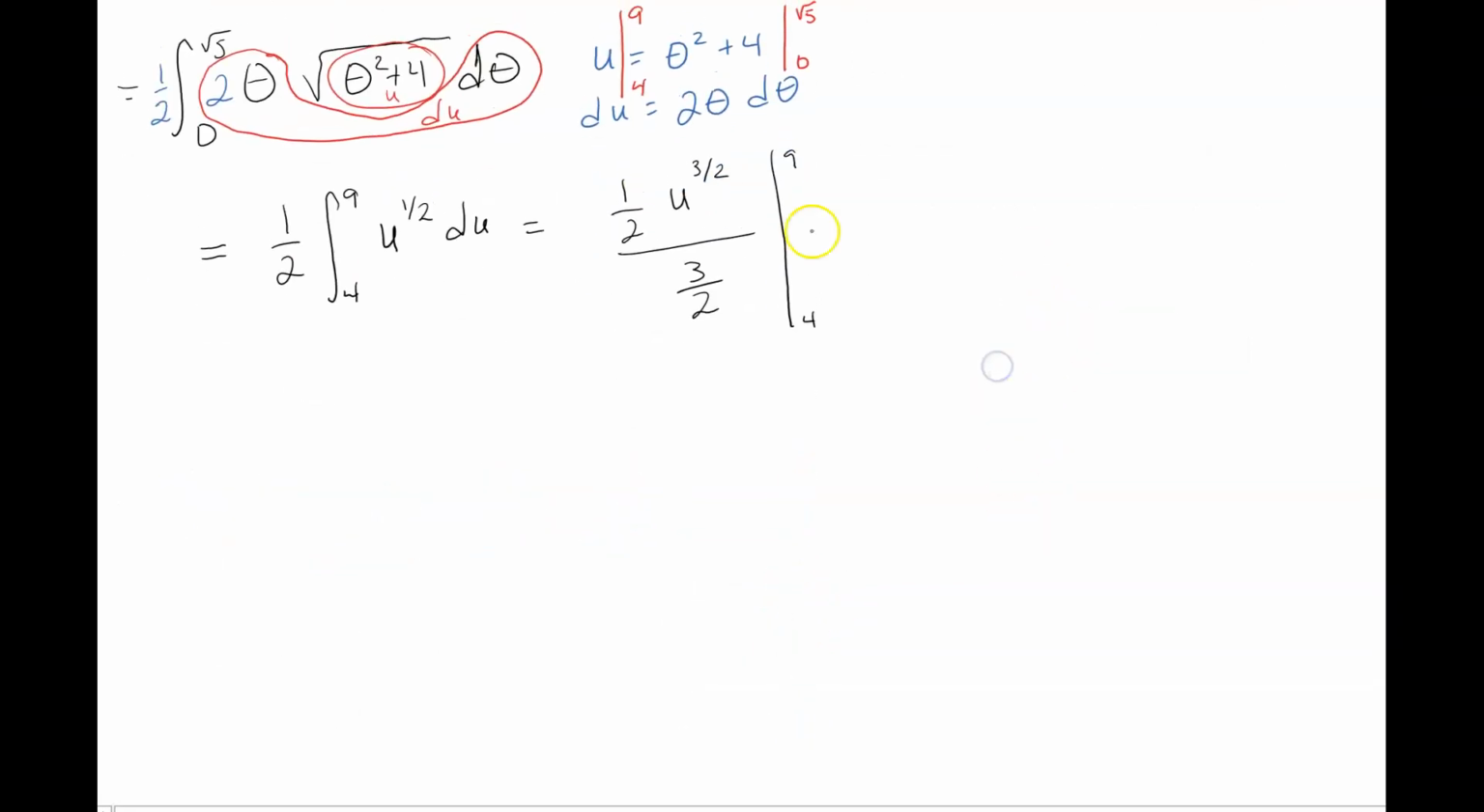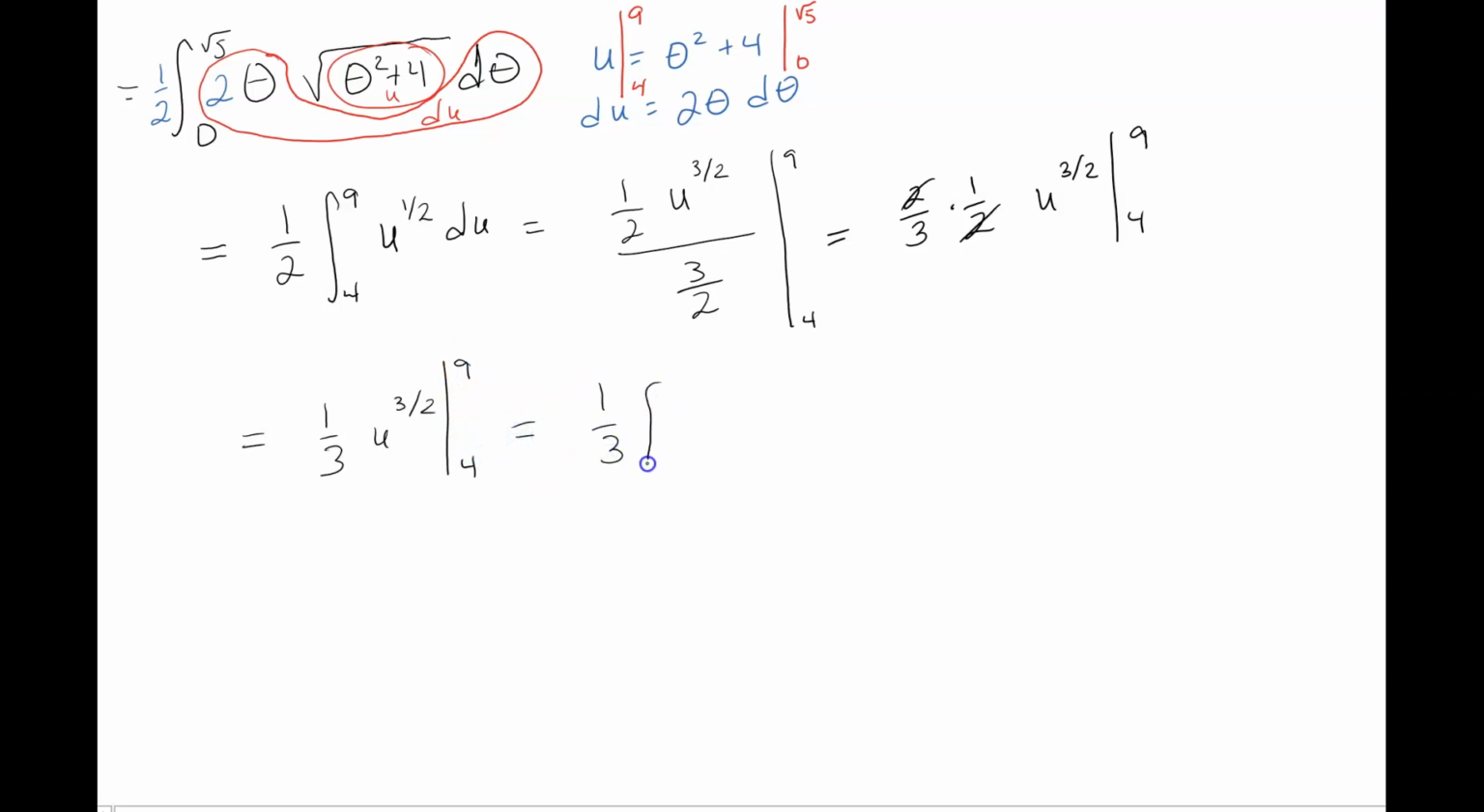All right, so here we have, let's see, 1/2 times 3 over 2 becomes 2 over 3 times 1 over 2. The 2's cross out. u to the 3/2 from 4 to 9. All right, so let's see what this looks like. This is a 1/3 of u to the 3 over 2 evaluated from 4 to 9. All right, and there's really not much more to this after that, because it's pretty straightforward. We're going to have a 1/3 on the outside.